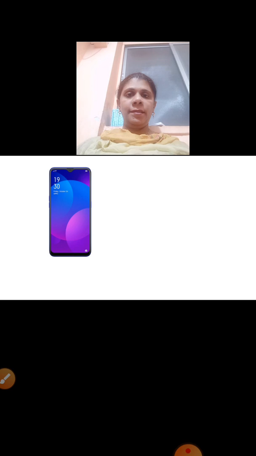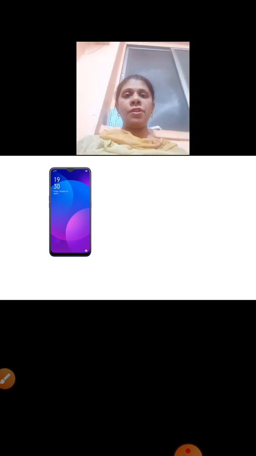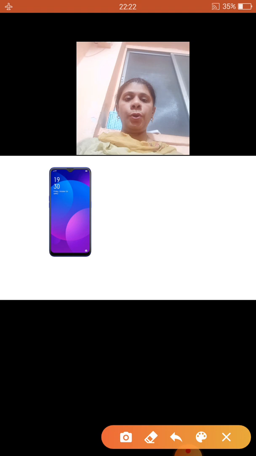Circle? No. Then rectangle. Correct. This is a rectangle. Now how do we come to know that this mobile phone shape is a rectangle? How do we come to know?